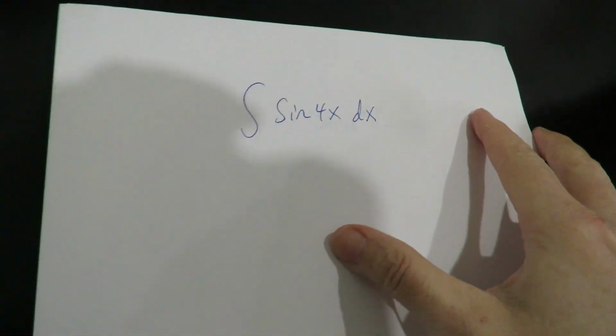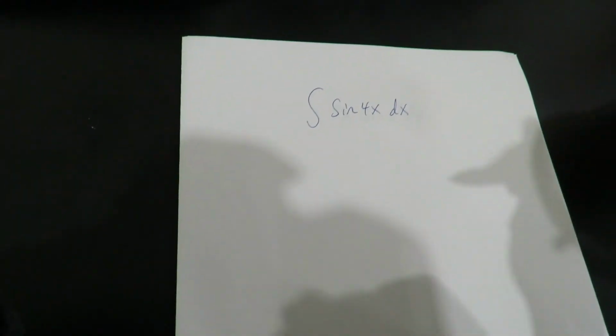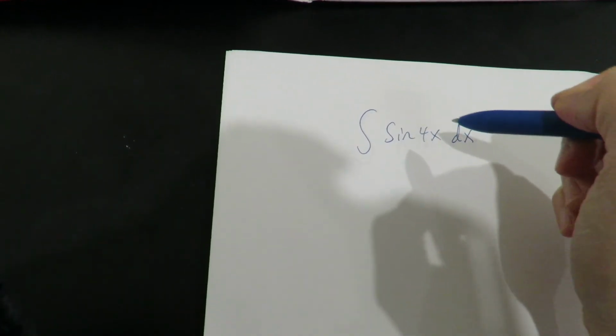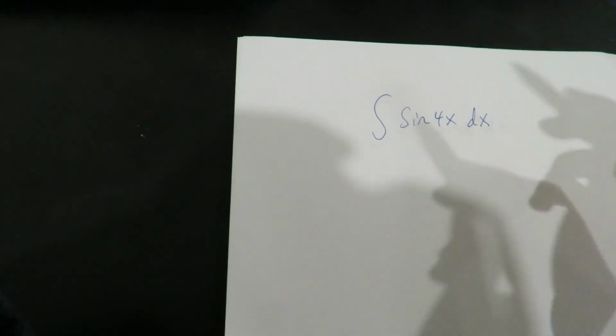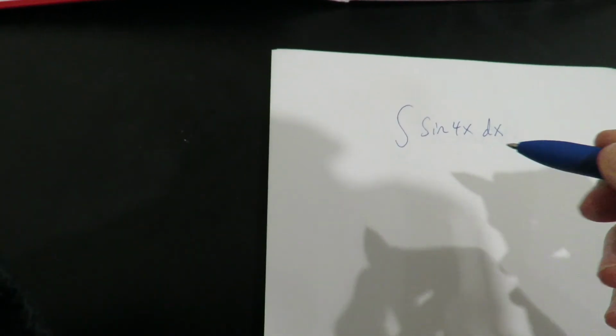Hi Calc, let's try some trig with u substitution. So if it's anything but sine of x, cosine x, tangent of x, if it's anything but a basic x, it's a u substitution. So remember, it can be in it or it can be on it.